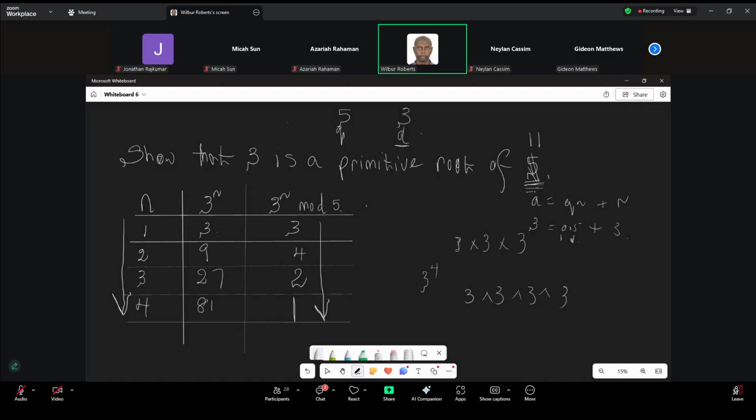In fact, let us find out that then. Let us find out if 3 is a primitive root of 11.